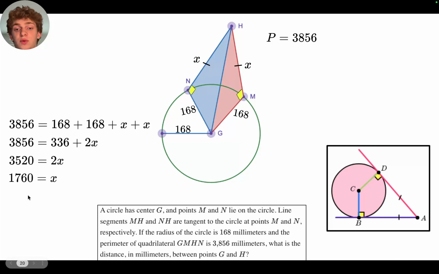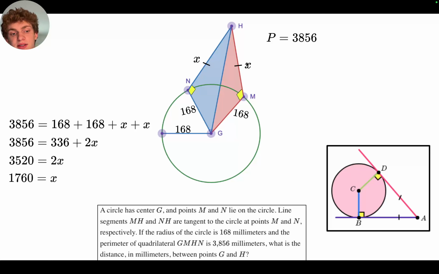Now, would you put this as your final answer? You should have said no, because this is not our final answer. You would get this wrong, and that actually is one of the answer choices, but that's completely incorrect because it's not asking for x or even this side length. It's asking what is the distance in millimeters between points G and H. So this line right here.